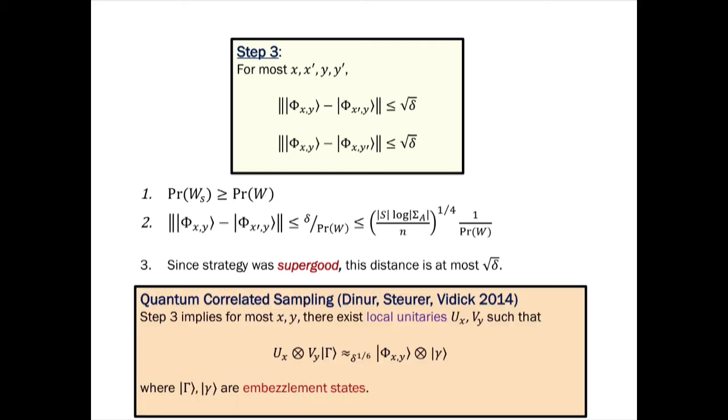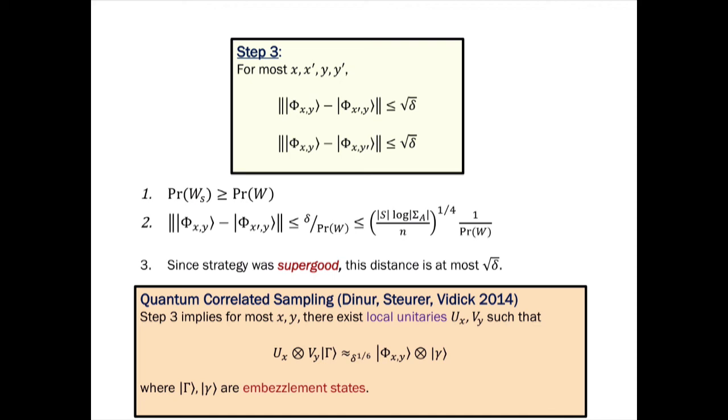Why are we done? Well, we invoke this thing called the quantum correlated sampling lemma of Dinur, Steurer, and Vidick, who used it to prove an earlier parallel repetition theorem. And it says that when you have these two conditions, that this advice state, if you fix y, is insensitive to the value of x, or if you fix x, it's insensitive to the value of y, then we do get these local unitaries that we wanted originally.